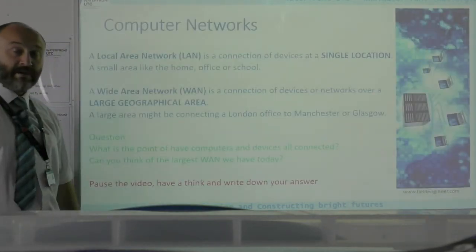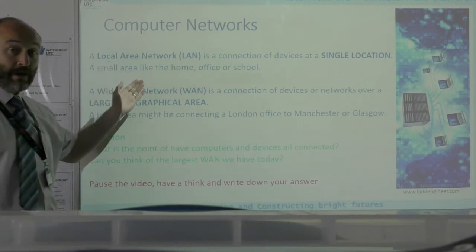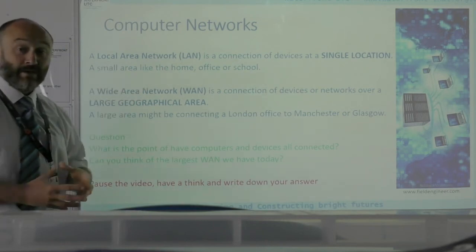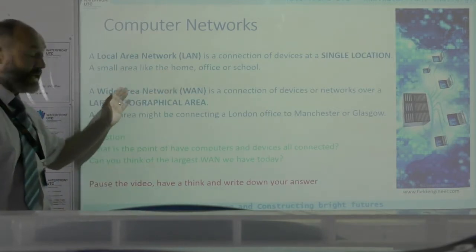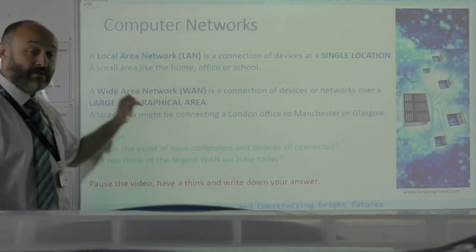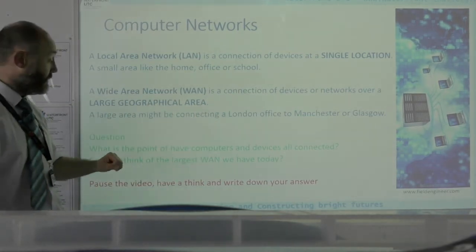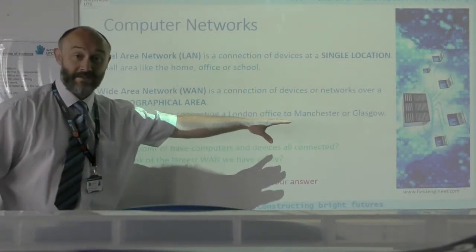So computer networks, there are two main types of computer network. The LAN, the local area network, which is the connection of devices on a single location, like your home, the office or the school. And a wide area network, a WAN. This is connection of devices or networks over a large geographical area. Pretty much like connecting your London office to Manchester to Glasgow.